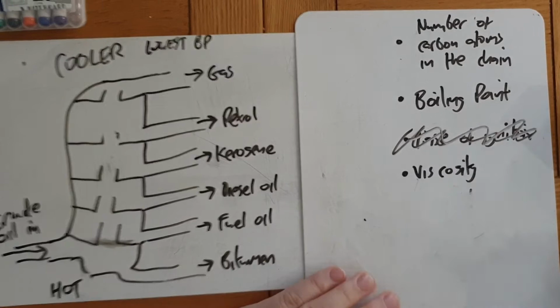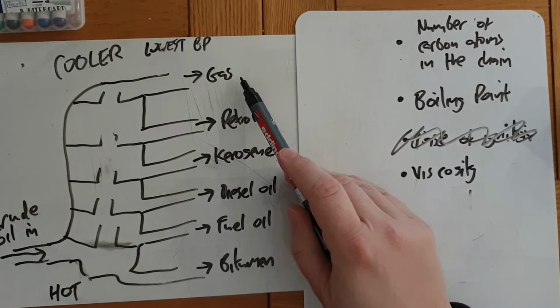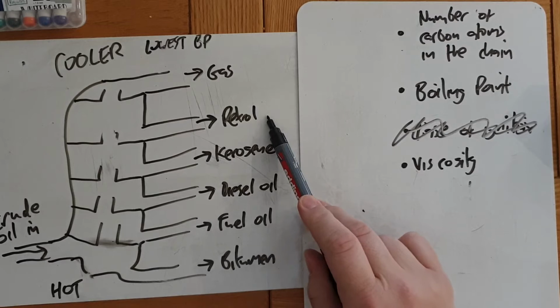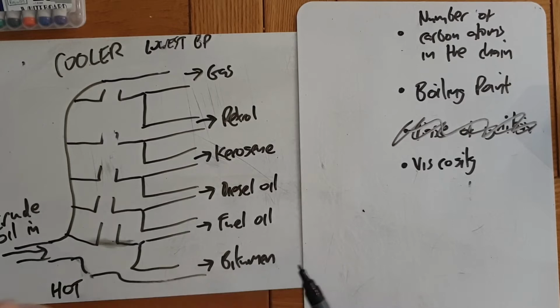Viscosity. So how thick and gloopy it is. Gas has got the lowest viscosity. It's the easiest to make flow. Petrol is slightly more viscous than gas, but it flows like water. Diesel is a bit thicker, a bit gloopier. Bitumen, really thick, really gloopy. So viscosity goes from low to high. So you only have to remember one for each of these.